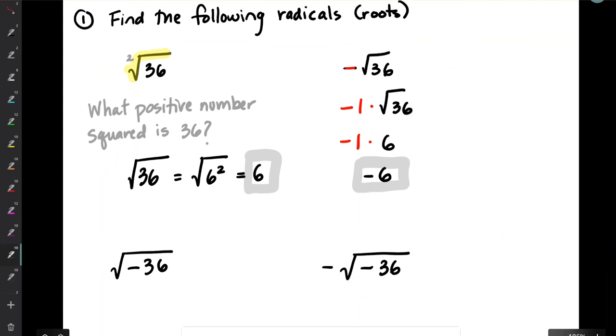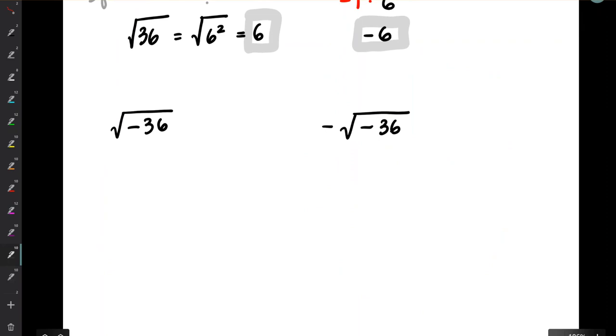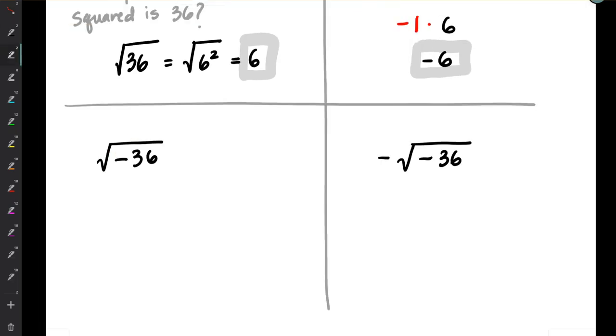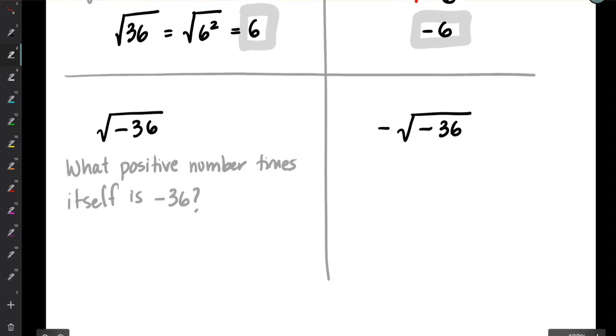Now, here we're being asked the same question. What positive number times itself is minus 36? What positive number squared, i.e. times itself, is negative 36? And there is no number, positive or negative, actually, that multiplies together to give you negative 36.